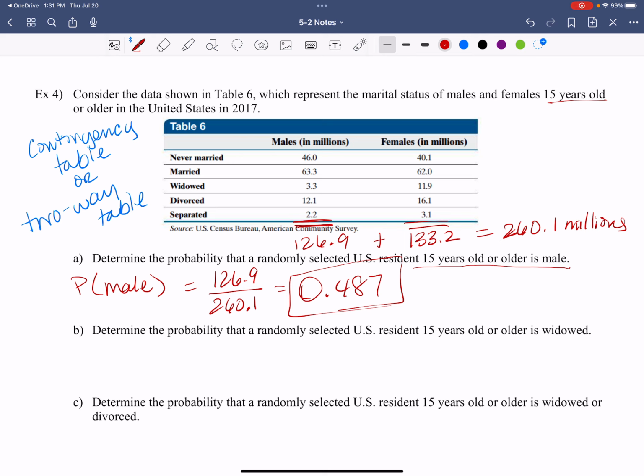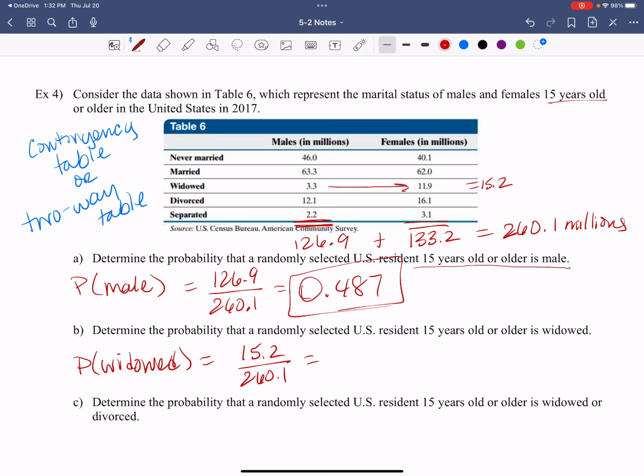Okay. Now, determine the probability a randomly selected resident is widowed. It doesn't say male or female, just widowed in general. So that means I'm taking this row. 3.3 plus 11.9 is going to give me what? How many is that? 15.2? That's widowed. 15.2 million, we know, but that's widowed. So the probability of widowed is 15.2 out of my total. That's why we figure out that total first.